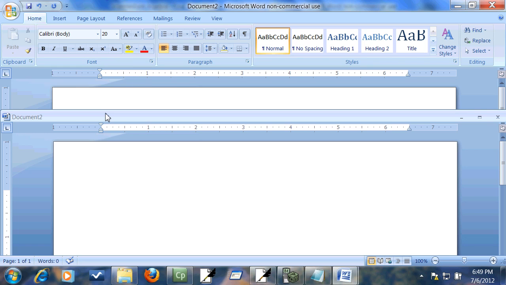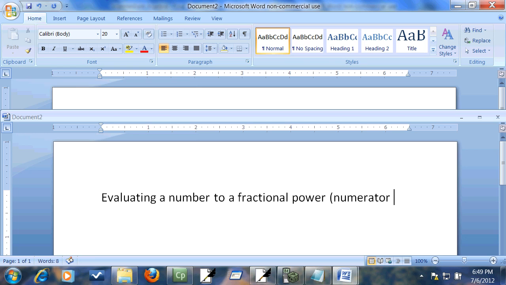This is evaluating a number to a fractional power, numerator, let me write top, greater than 1. There we go.